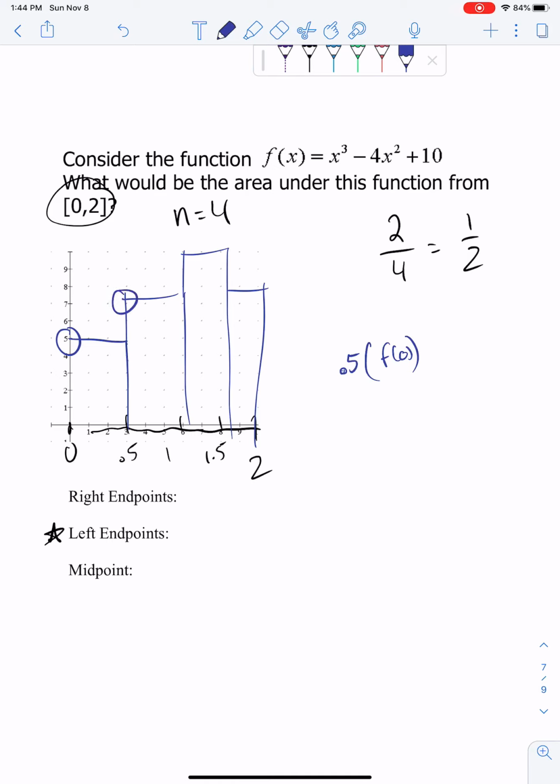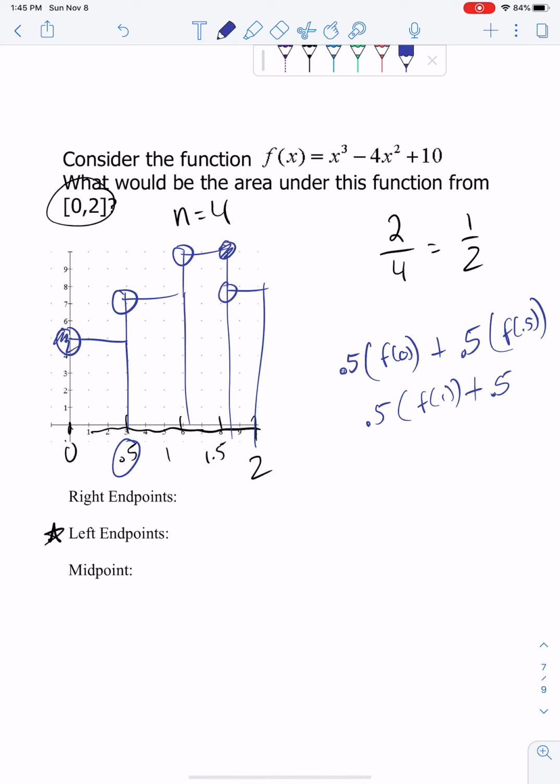My second rectangle, and I know these aren't the right numbers, we're just basing this on, I know that the 5 isn't the right number, but my second rectangle is also 0.5 wide, but the height of it is at 0.5. So it's going to be at f of 0.5. My third endpoint is going to happen at 1. So it's 0.5 wide, but it's going to happen when x is equal to 1. And my last one is 0.5 wide, and it's going to happen right here, where x is equal to 1.5. So those are the values I'm interested in.